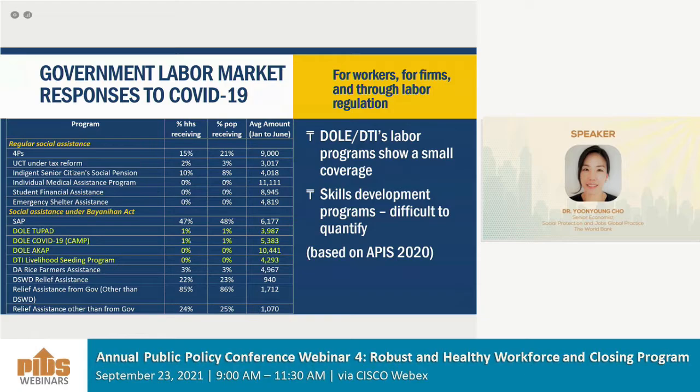We looked into the Annual Poverty Indicators Survey in 2020 released by the Philippine Statistics Authority. We can see the regular social assistance coverage and the amount of subsidies for households. The survey also measures some of the social assistance under the Bayanihan Acts. You can see the social amelioration program is the majority and dominant subsidy. There are many DOLE, Department of Labor and Employment, interventions, which are very important labor market interventions. This survey didn't capture TESDA, the Technical Education and Skills Development Authority, programs, but we all know that they played an important role. But compared to the social amelioration program, DOLE or TESDA programs were quite small compared to the magnitude of COVID-19.